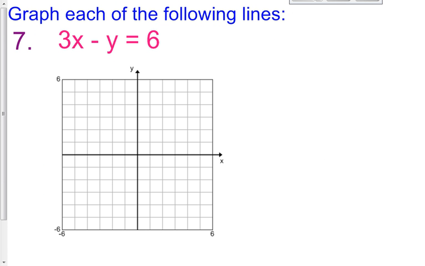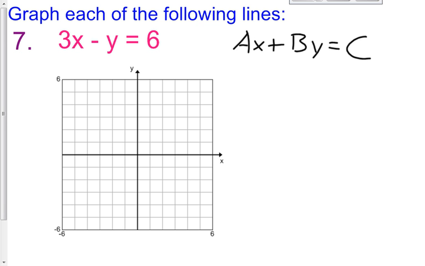Number 7, 3x minus y equals 6. This one is in standard form. Remember, standard form is ax plus by equals c. Now once again, just like on the last one, if you want to, you could change this into y equals mx plus b form. You can get the y here all by itself by subtracting 3x and then dividing everything by a -1, and that would be a perfectly fine way of doing this by finding the y-intercept and then the slope. However, let's do this the easier way so that those of you who want to do this quicker, you can do that as well.